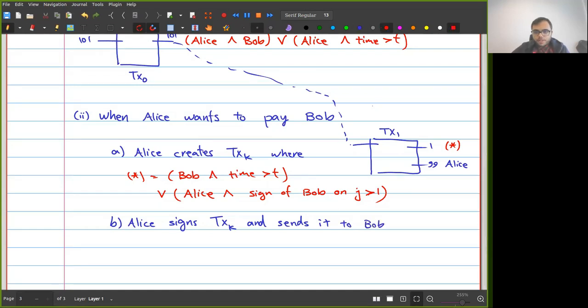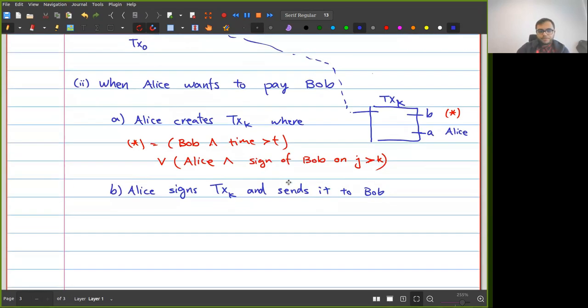Oh, and by the way, this has to be K, right? So it wasn't necessarily just my first transaction. Let's say this was the case transaction, and it's not necessarily paying 1 unit to Bob, it's paying something to Bob. So let's say it's paying B units to Bob and it's paying A units to Alice. Now, this is what happens when Alice wants to pay Bob.